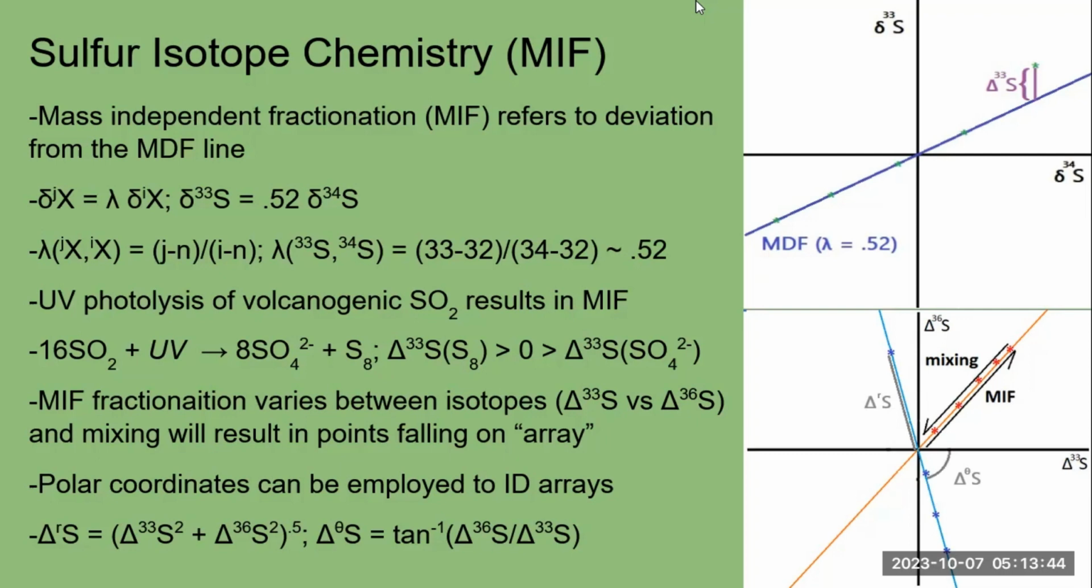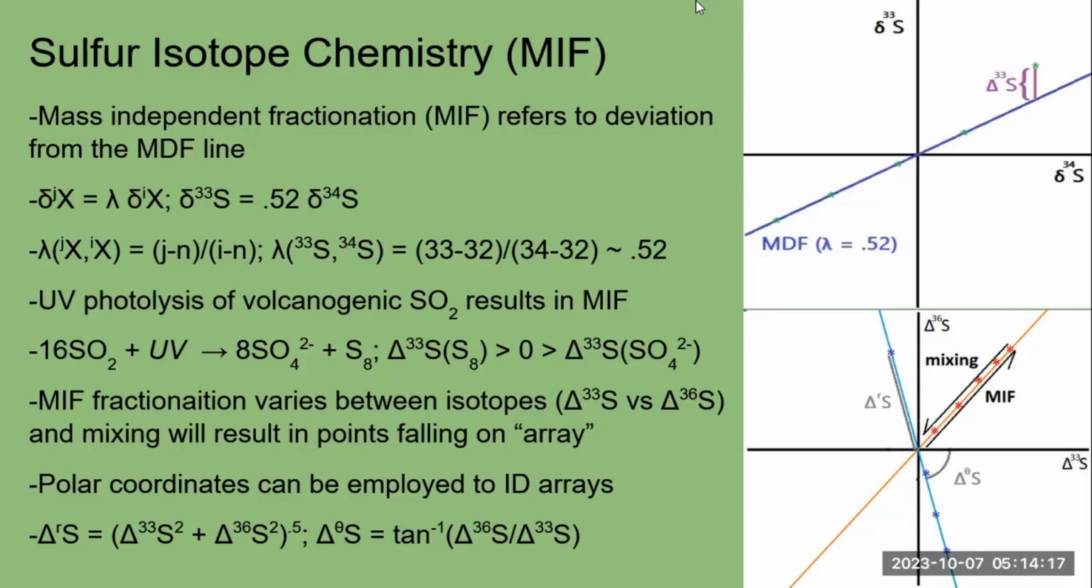If a sample of sulfur is subjected to a mass-dependent fractionation process, the resulting delta-34S and delta-33S values will fall on the MDF line, and if the delta-34S value is on the x-axis and the delta-33S value on the y-axis, the slope of this line is 0.52. What determines the slope is the difference in mass of sulfur-33 and sulfur-32, the most abundant isotope, divided by the difference in mass of sulfur-34 and 32.